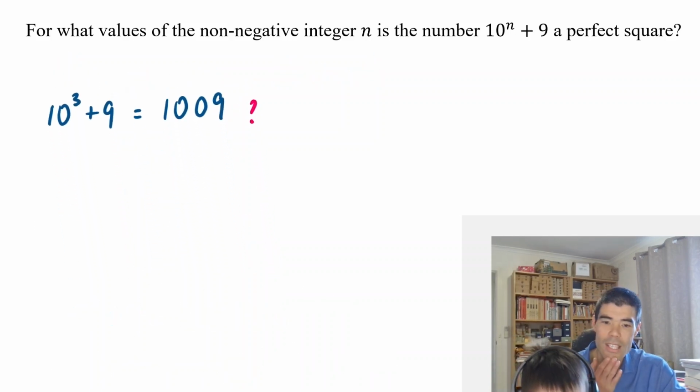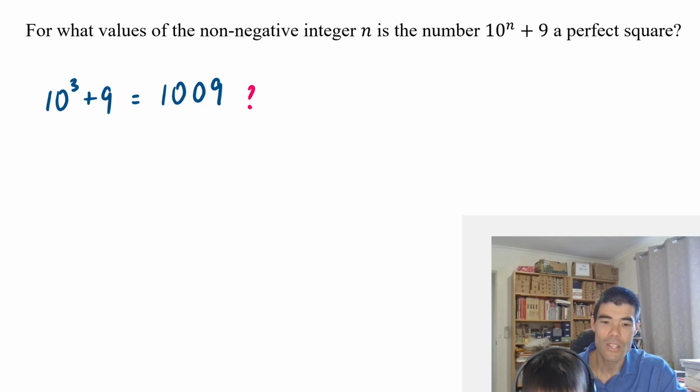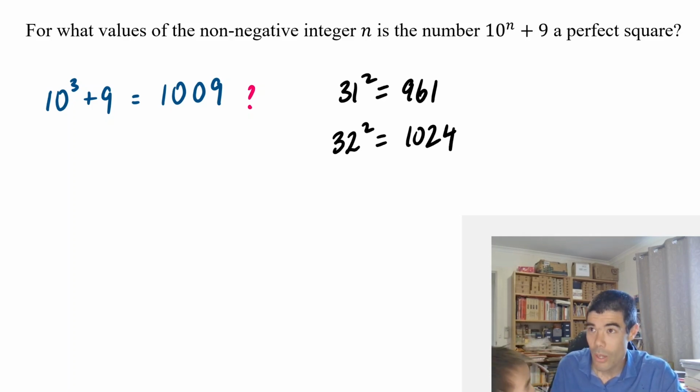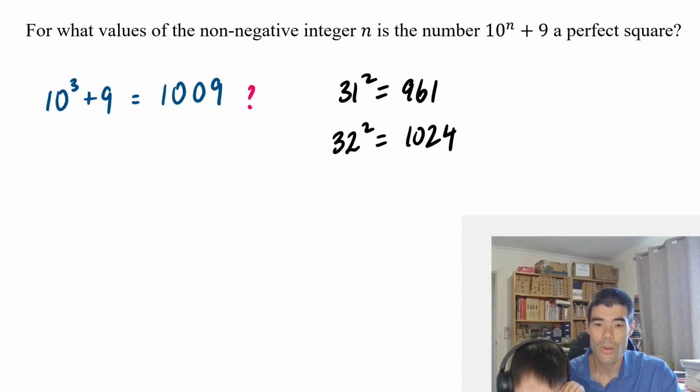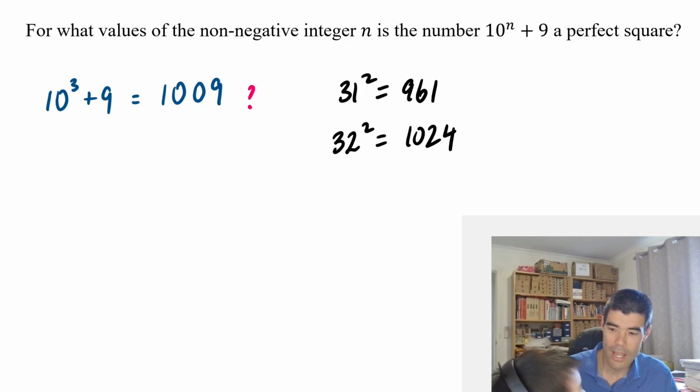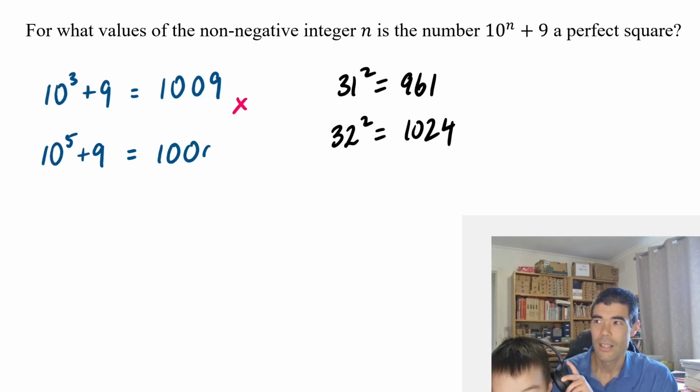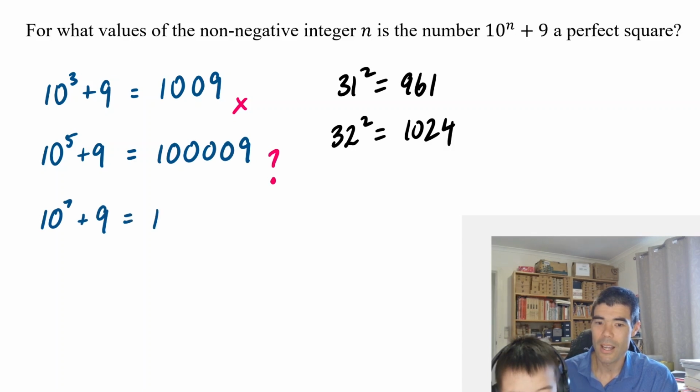Now, the tricky thing is what happens if n is odd. If n is odd, like for example this one, it's not a perfect square. It's between 31 squared and 32 squared. 32 squared is 1024, that's 2 to the power of 10. What about 10 to the 5 plus 9? Or 10 to the 7 plus 9?